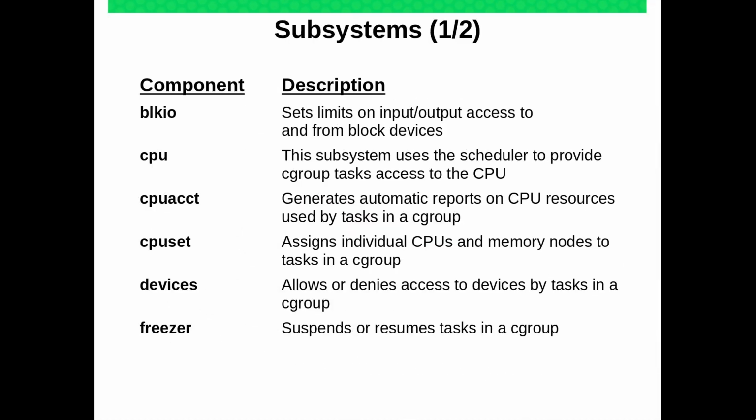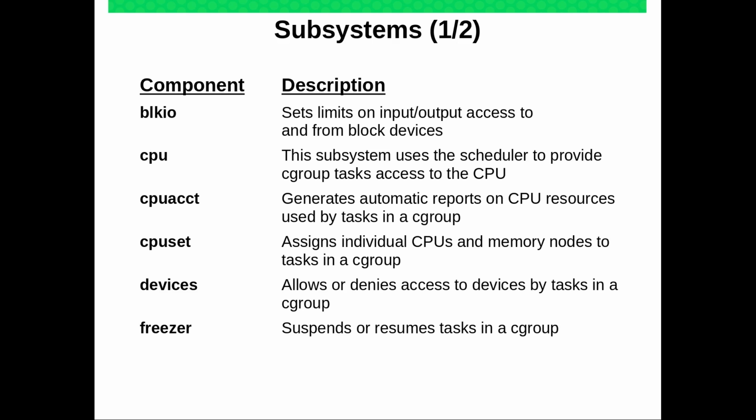So let's talk about those subsystems a little bit. What subsystems are there? There's the block I/O, which allows us to set limits on input-output access to and from block devices. We have the CPU subsystem, which is specific to the scheduler for providing task access to the CPU. CPU accounting, which gives us reports on CPU availability, and CPU set, where we're assigning individual CPUs and memory nodes to tasks in a C group.